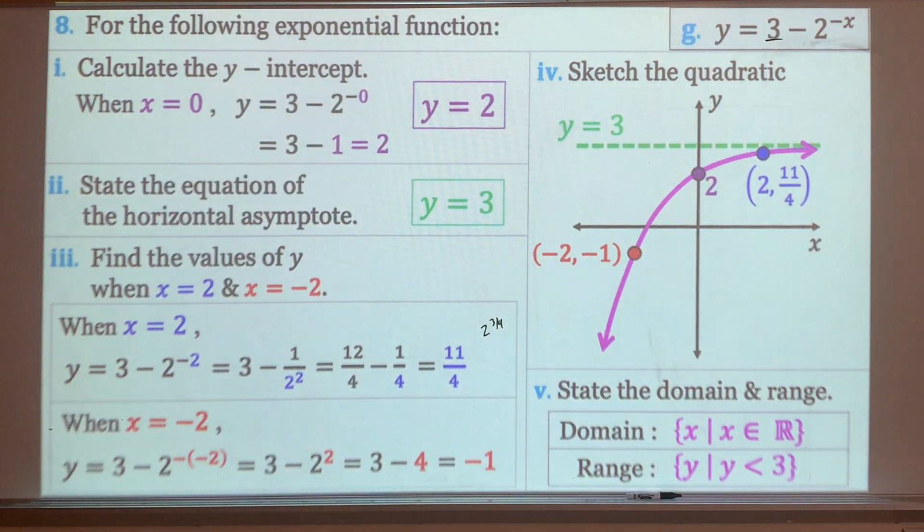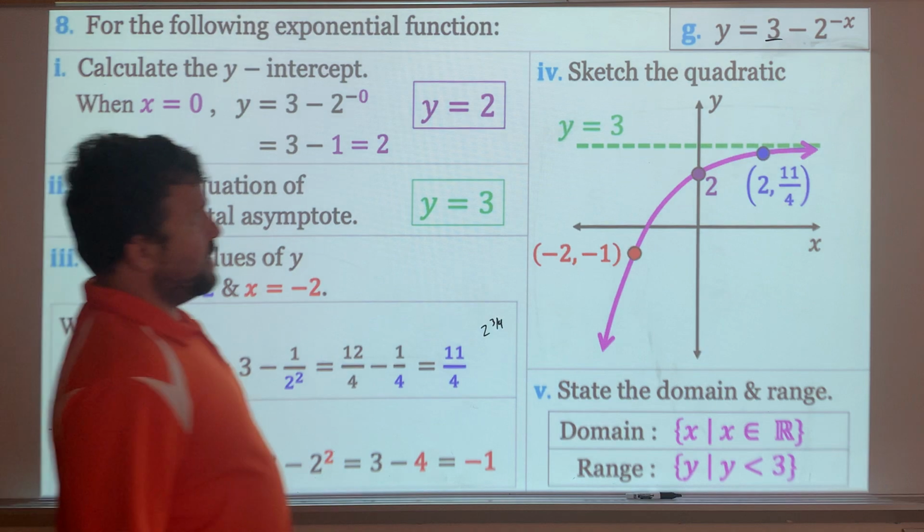You may be saying, why do we have all these 3s and 2s? The book just tried to keep the numbers small, so it's a little easier for you guys to sketch.